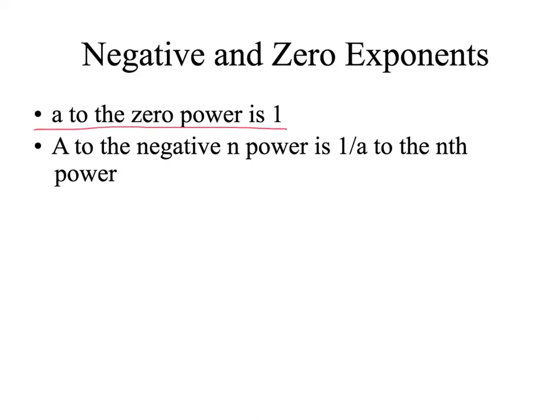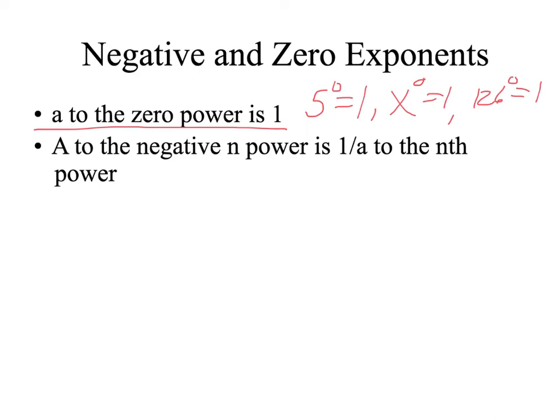Zero property is one of my favorites. Anything to the power of 0 is 1, regardless of what it is. So 5 to the 0 power is 1. X to the 0 power is 1. 126 to the 0 power is 1. Anything at all to the 0 power just turns into a 1. Not an exponent of 1, not a fraction of 1, just the whole number 1, and always positive.